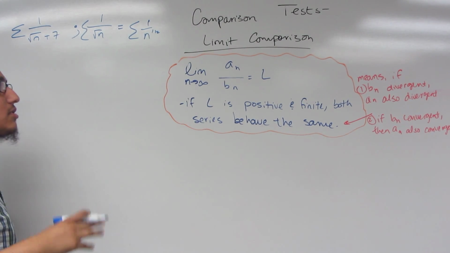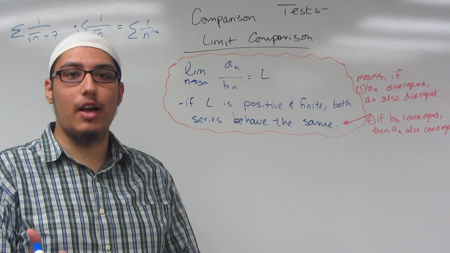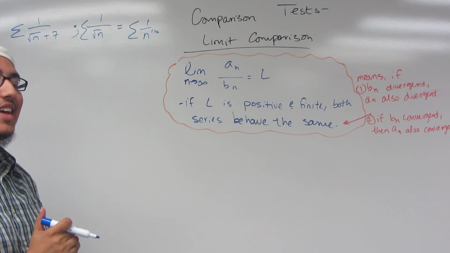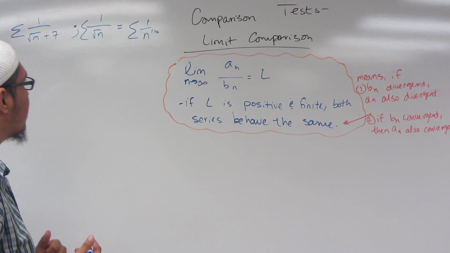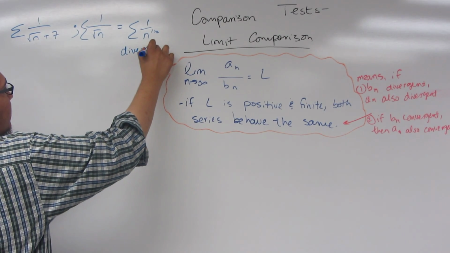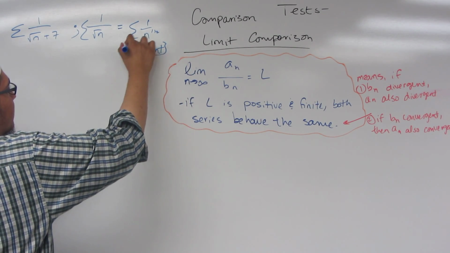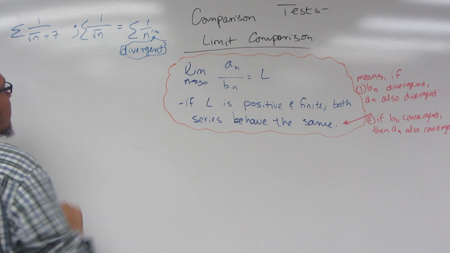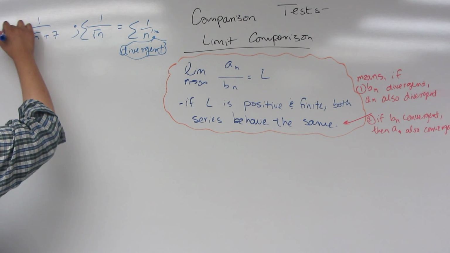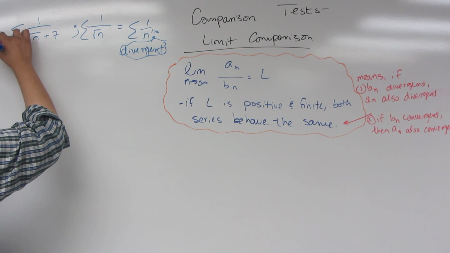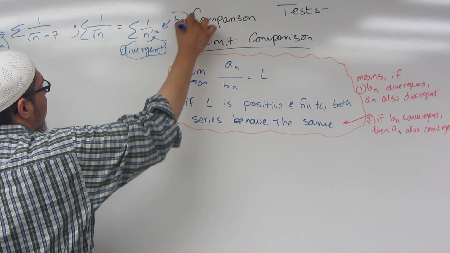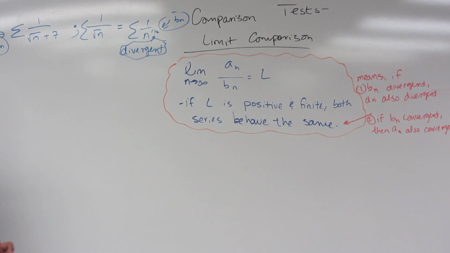Whoa, all of a sudden this looks like a p-series. Now, for a p-series, if our p-value is between 0 and 1, then we have a divergent p-series. Therefore, by the p-series test, b sub n is a divergent p-series. Now that we have our a sub n, and this being our b sub n, we can take the limit as n approaches infinity.